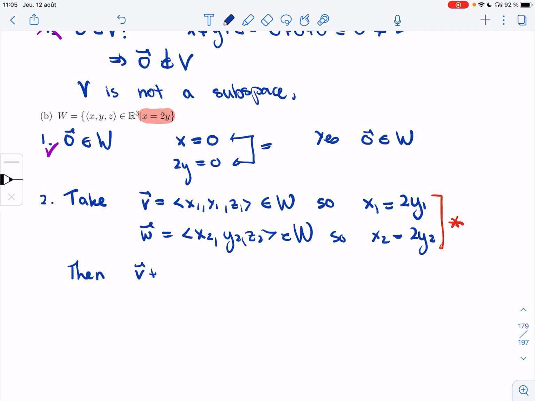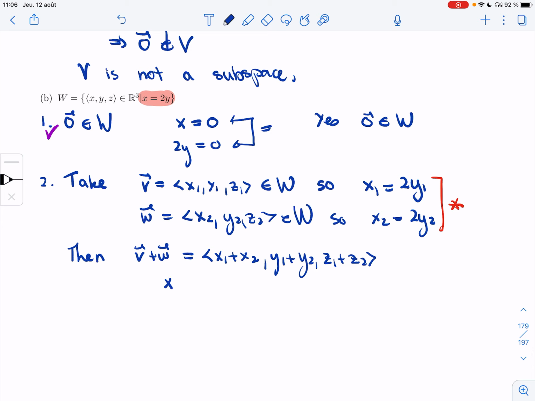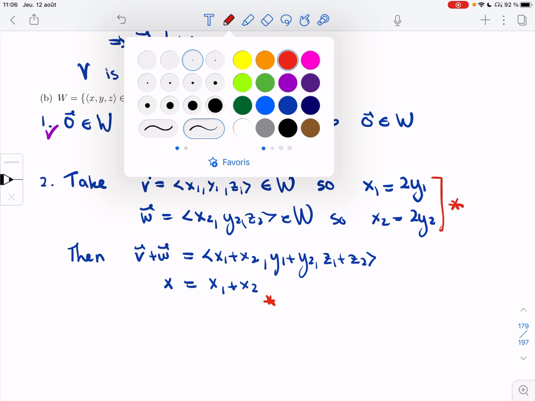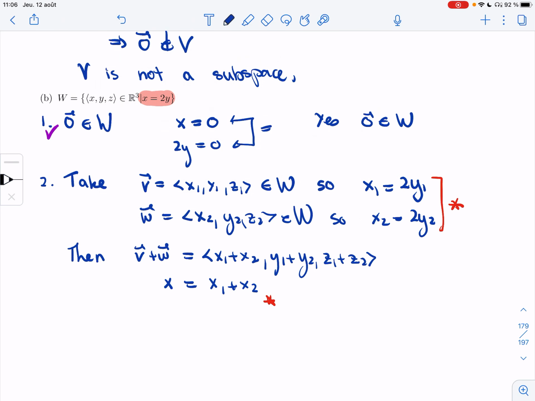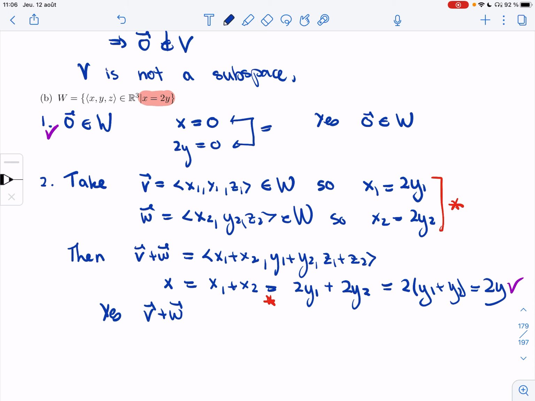So let's look at V plus W. That's going to be x1 plus x2, y1 plus y2, and z1 plus z2. I want to know if it's in W, so I'm going to look at x. That's x1 plus x2. I'm going to use the properties that we had over here. I know that x1 is 2y1, and I know that x2 is 2y2. That's the information I had about V and W. And so I could write this as 2 times y1 plus y2, and that's 2y. So I do get that x equals 2y, just like the condition I have here. And so yes, V plus W is in W.